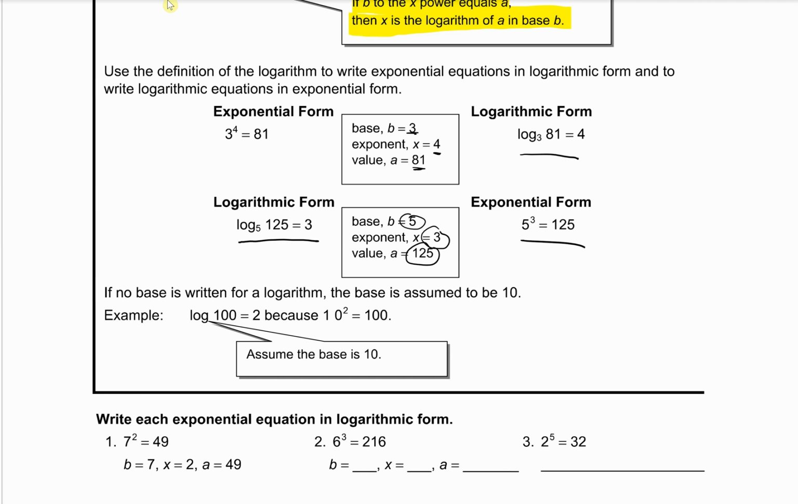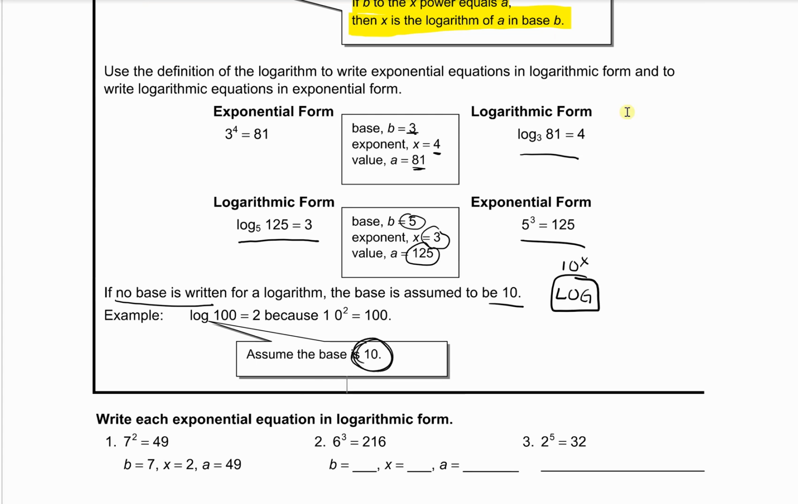Now here, if no base is written, then we assume the base is 10. If you look on your calculator, you'll probably see a button that says log, and the second function of it will be 10 to the x. So if we have a log without a base, we assume the base is 10. So here, log of 100 equals 2. That means 10 squared is 100, because we assume the base is 10.